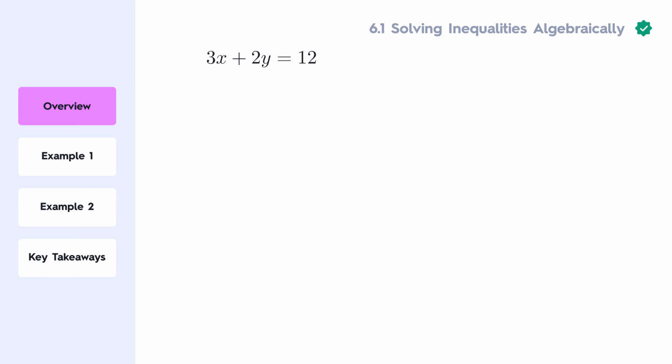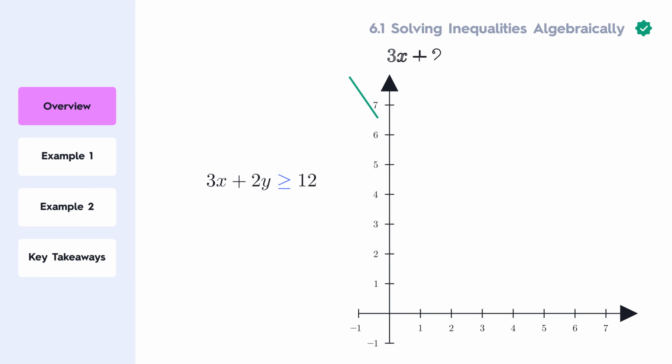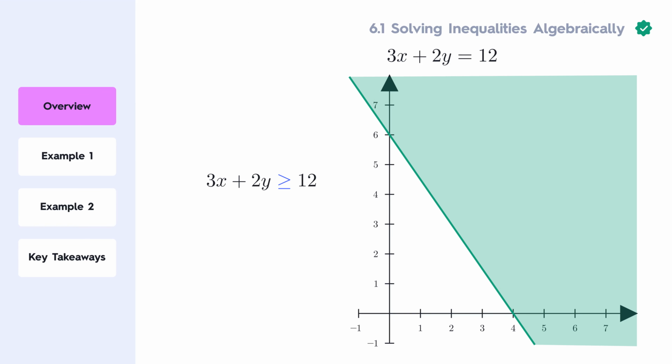When we solve linear inequalities like 3x plus 2y greater than or equal to 12, we're looking for all the possible pairs of values for x and y that make the inequality true. In other words, we want to find a set of points on a graph where the inequality is satisfied, rather than just one solution. This makes inequalities different from equations. Instead of a single line, inequalities give us regions on a coordinate plane.